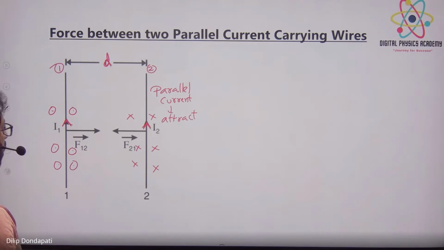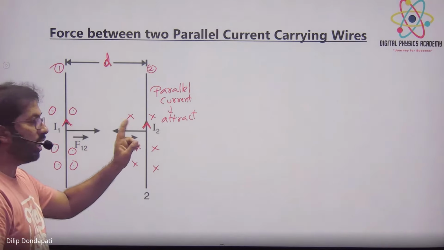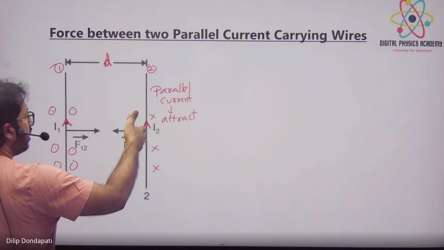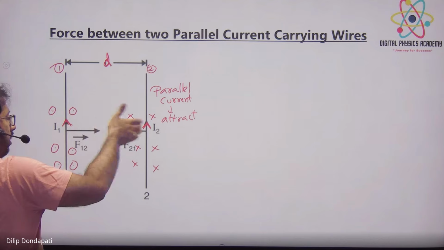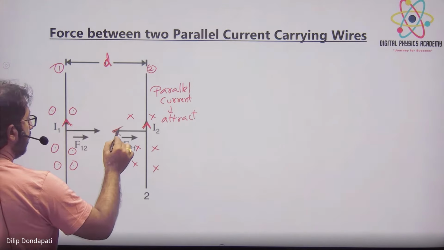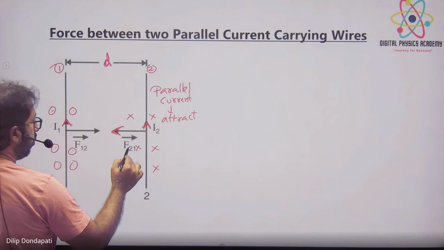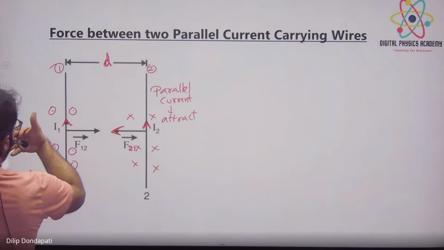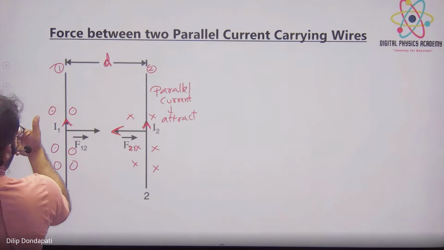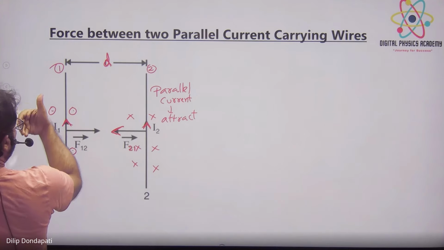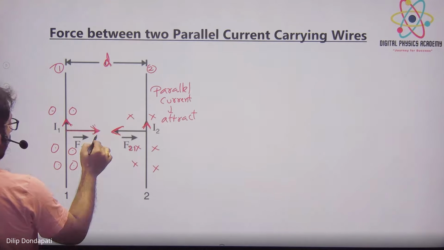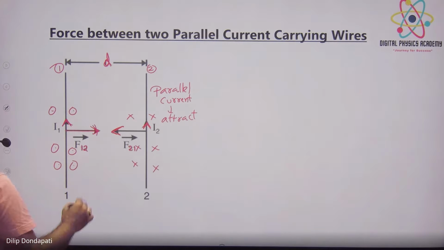Okay. Now apply the force direction. Check the force once. Magnetic field is inward, current is upward. The force is towards the left side, right? This is the force on 2 due to 1. Now see this one. Magnetic field is outward, coming towards you, and current is going upwards. The force is like this. This is the force on 1 due to 2. See, they are attracting, right?